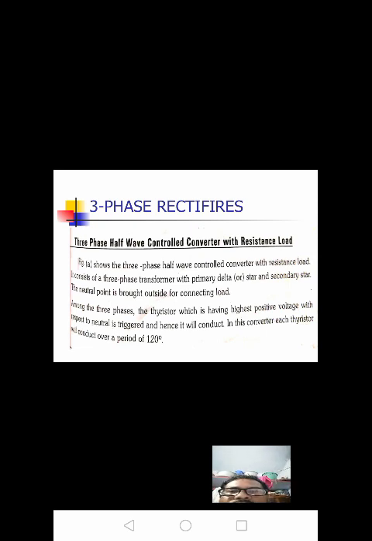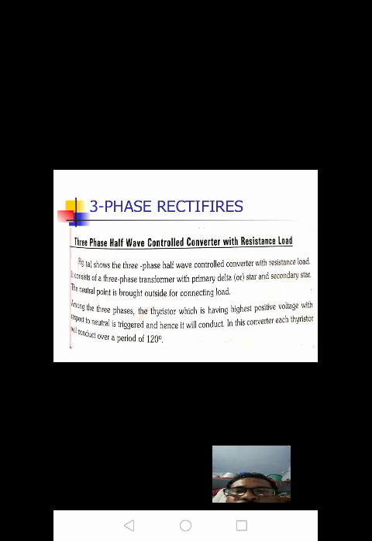Next topic: in the last topic we discussed single phase uncontrolled and controlled full wave rectification. Now onwards we are discussing the three phase rectifiers. Three phase half wave controlled converter with resistive load.